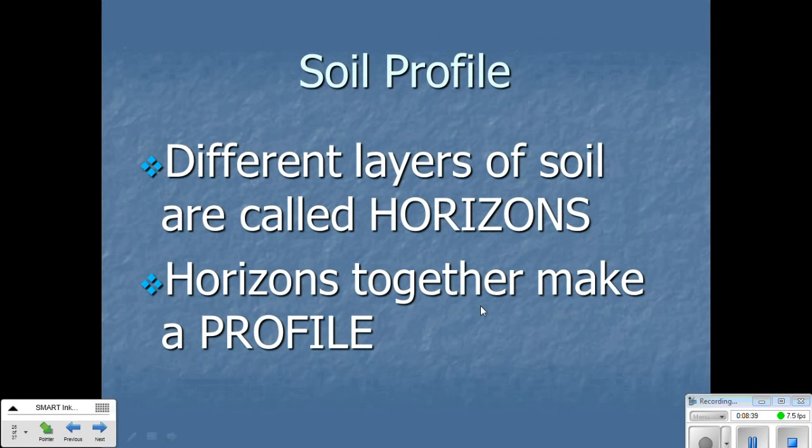A soil profile. The different layers of soil are called horizons. Just like when you look out at the sun as it sets, that's a horizon. So different layers are called horizons, and all horizons stuck together make a profile. Just like when we talked about topographic profiles, you see different layers, different levels of elevations. Same thing here with the different horizons for soils.